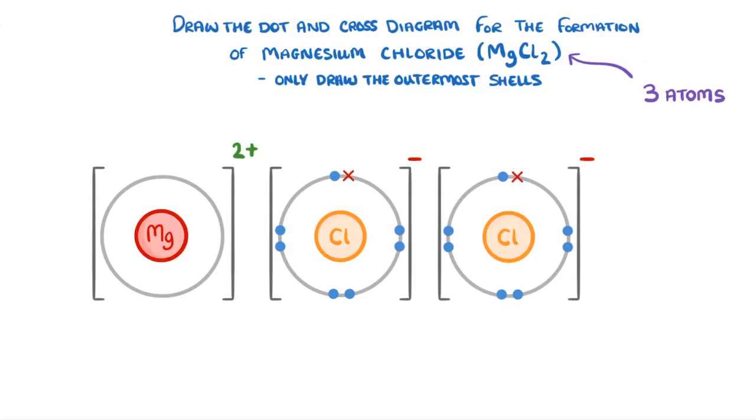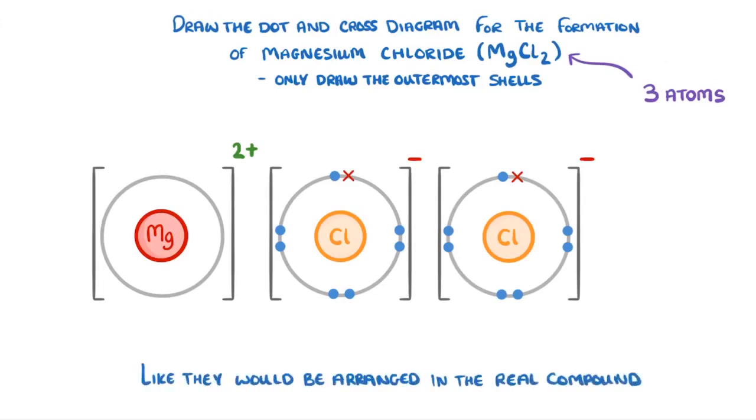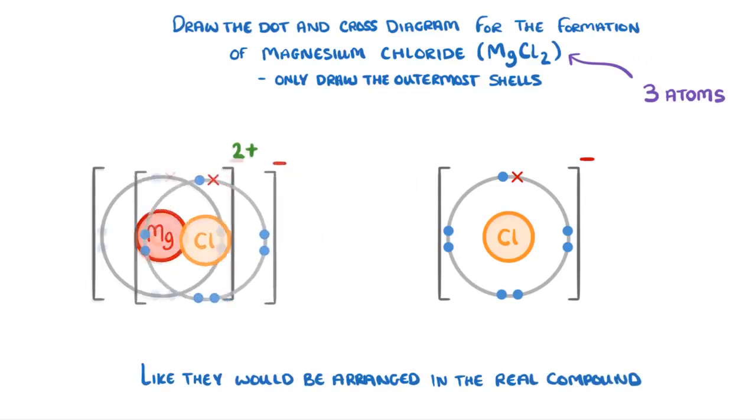However, in dot and cross diagrams involving more than 2 ions, we generally arrange the ions like they would be arranged in a real compound. So because the chlorides would both be attracted to the positive magnesium, we place them on either side of it.